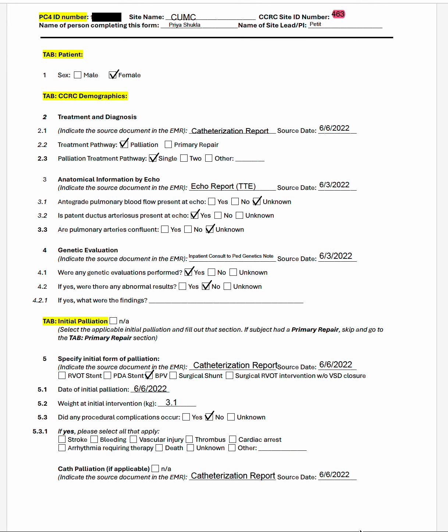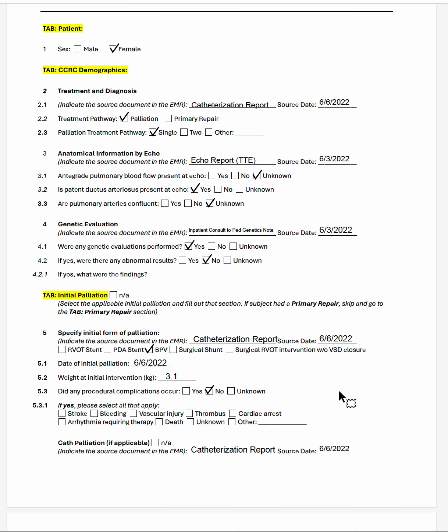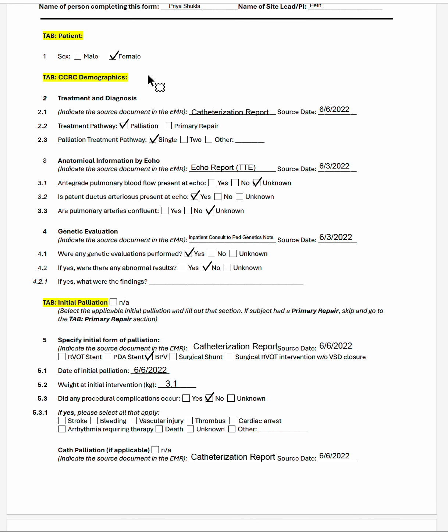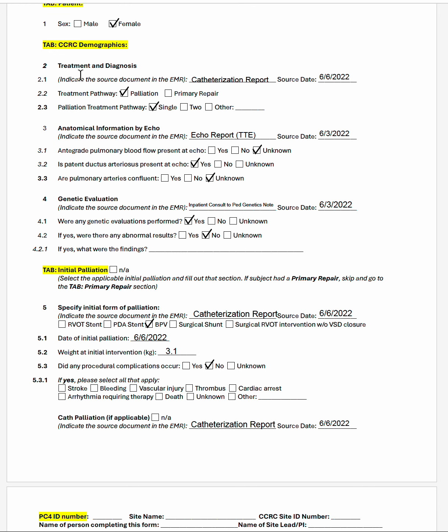We are going to be going through this really quickly now. You can ignore the tabs. This is more for our side, just to help us with the scoring, because we will be scoring this against the registry. So just to begin, under the demographic sections, we're just going to collect the treatment pathway, and if it's palliation, if it's single or 2 ventricle.